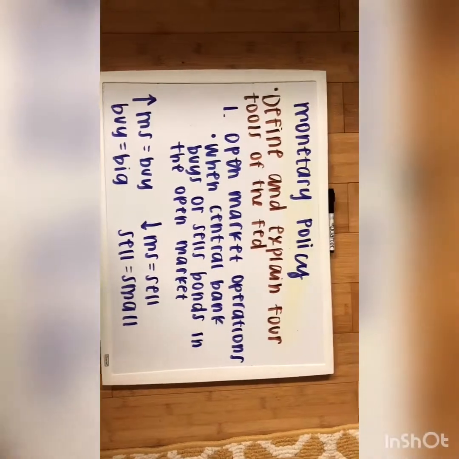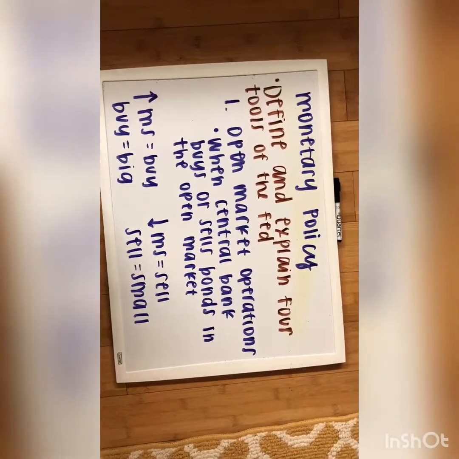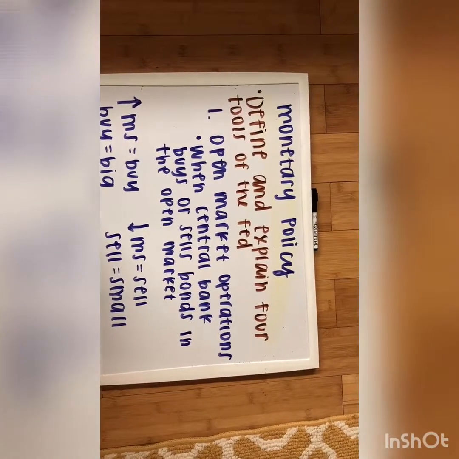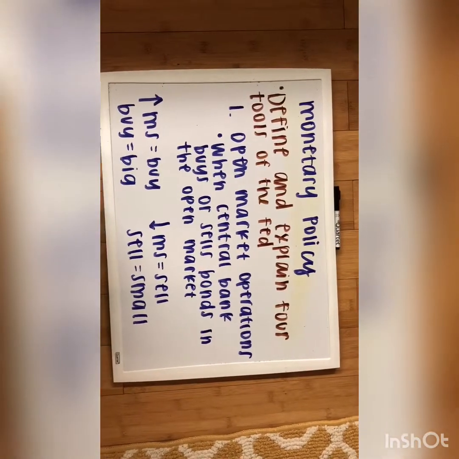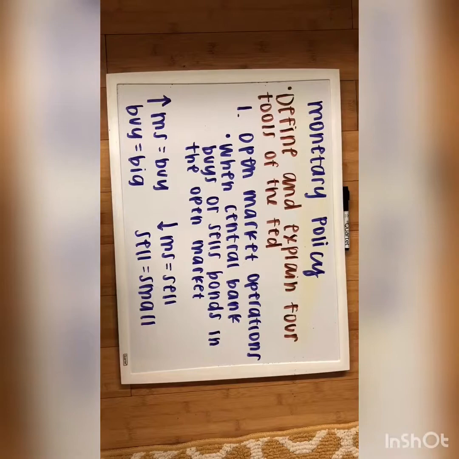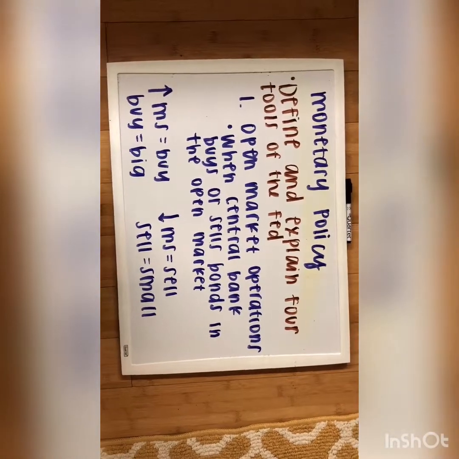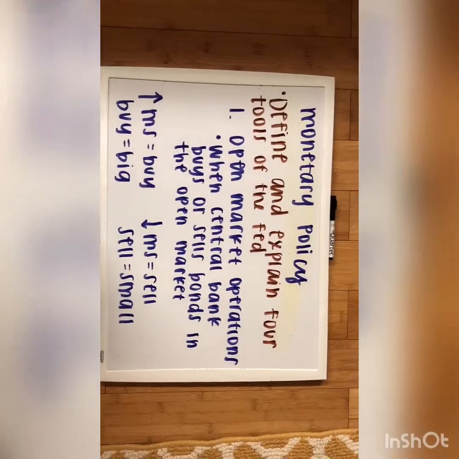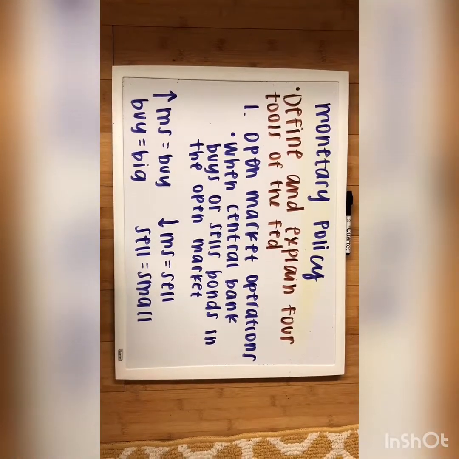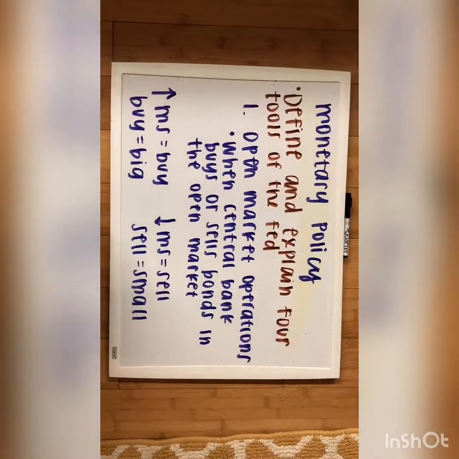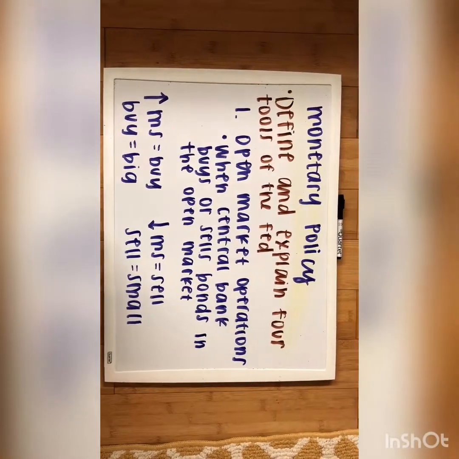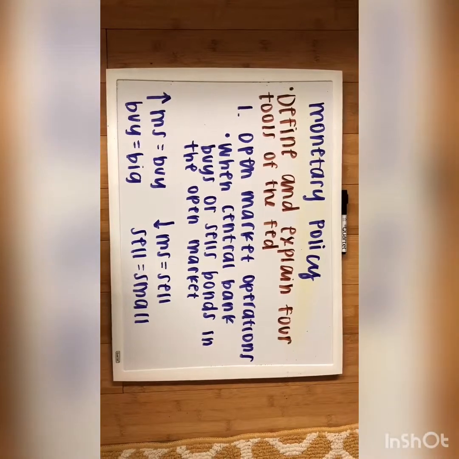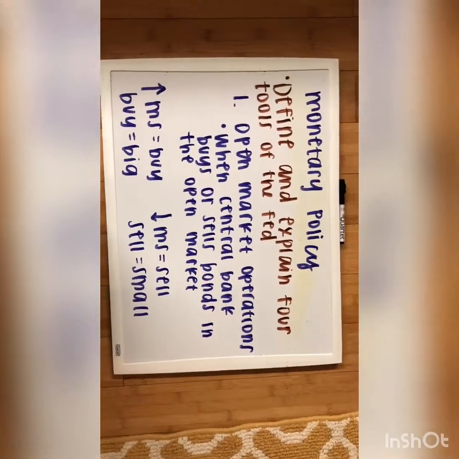This is because the Fed is taking away the bonds and then giving the commercial banks money for the bonds that they got. In order to decrease the money supply, they would sell bonds. This is because they are giving them bonds, and then the commercial banks are giving the government money for the bonds, therefore decreasing the money supply. A way to remember this is buying equals big and selling equals small.